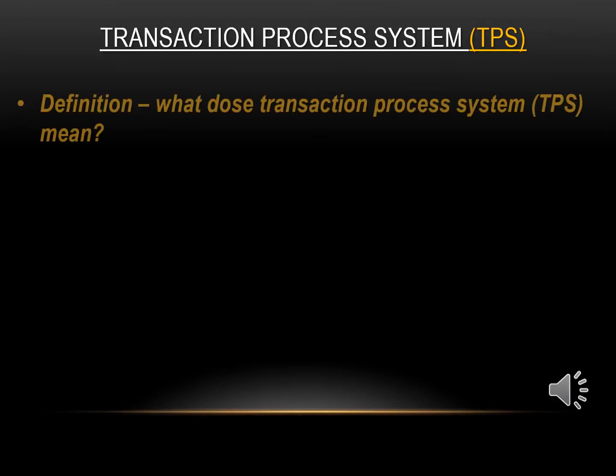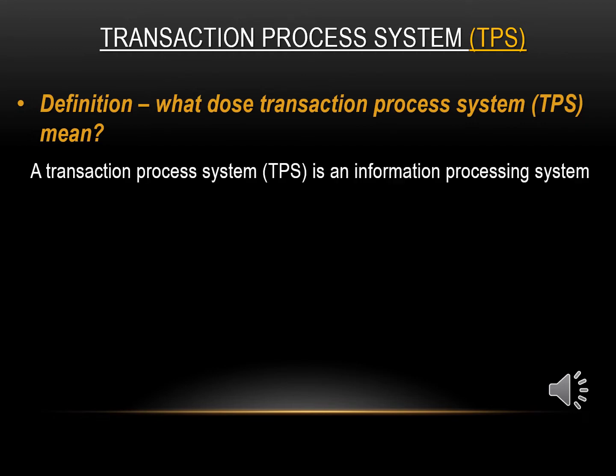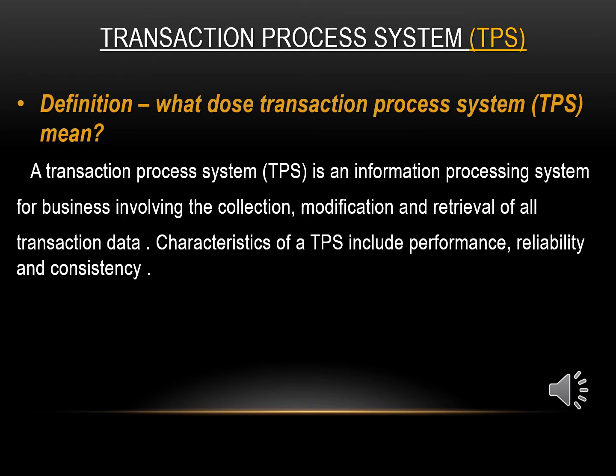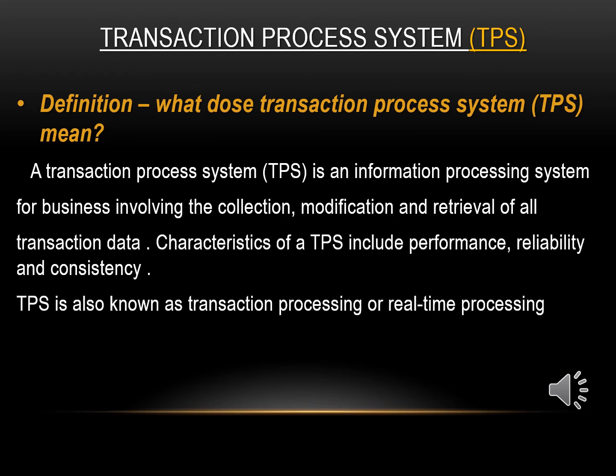About a very interesting topic in MIS, transaction processing system. What does transaction processing system mean? A transaction processing system is an information processing system for business involving the collection and modification of transaction data. Characteristics of a TPS include performance, reliability, and consistency. TPS is also known as transaction processing or real-time processing.